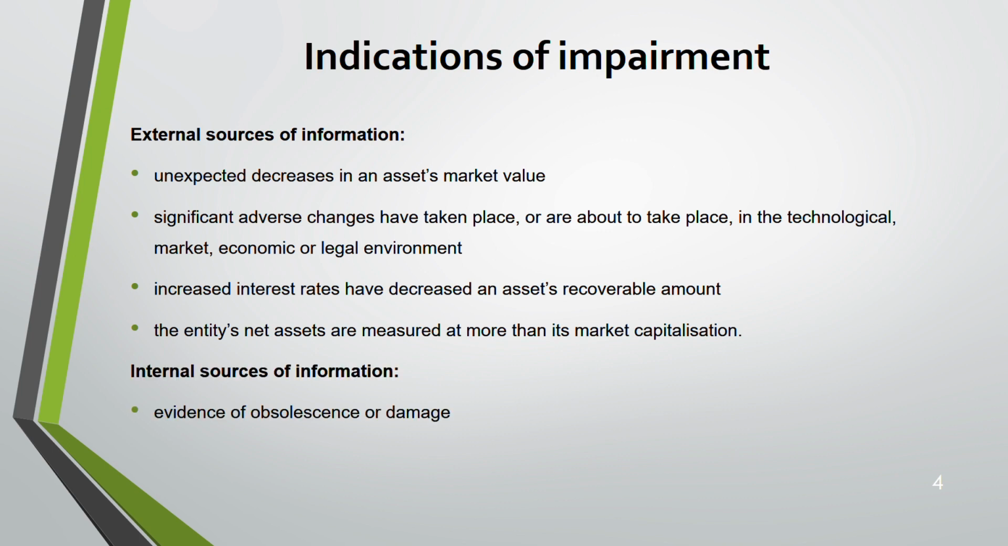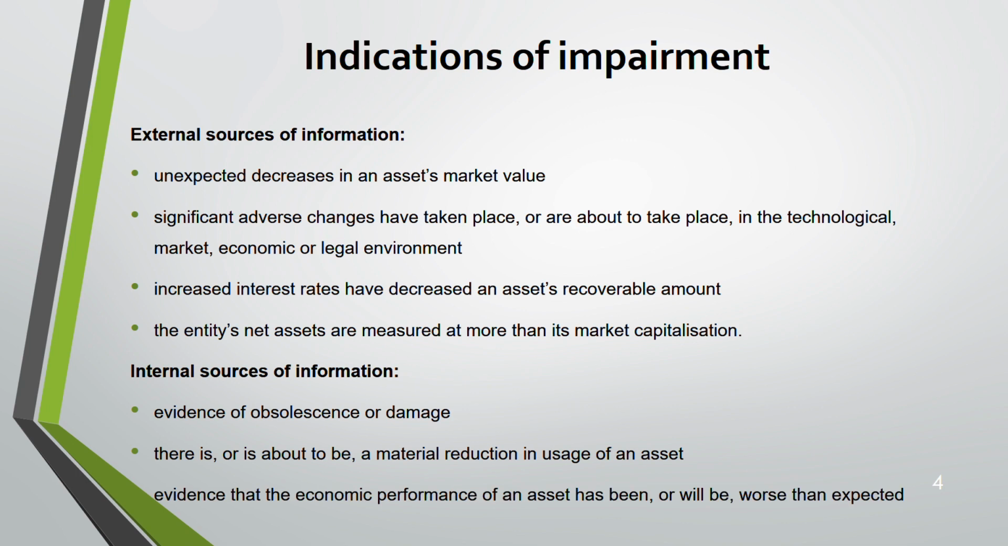Internal means something which you can control, which is inside the organization. Like maybe your asset is damaged, or maybe it became outdated, right? Or there's a material reduction in the usage of an asset. You have to see for this also. Or there's evidence that economic performance of that asset is worse than expected. You see, so whether external or whether internal, if any of these are present in the scenario given to you, then you can say impairment has taken place.